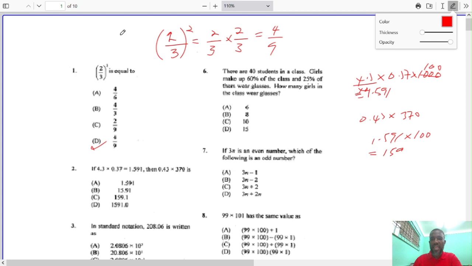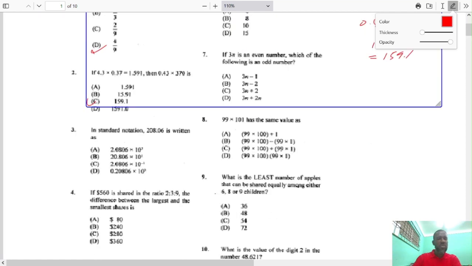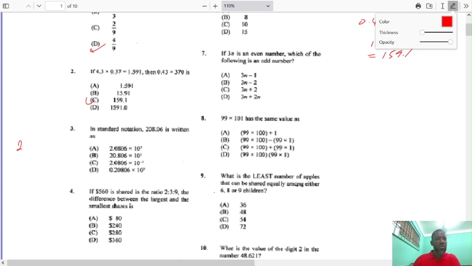It's in standard notation. 208.06 must be written in standard form. Whenever a number is written in standard form, we must have one non-zero digit before the decimal point. In this case, we have 1, 2, 3 numbers before the decimal point. So we are going to move the decimal point to our left so as to ensure that we get only one number before the decimal point.